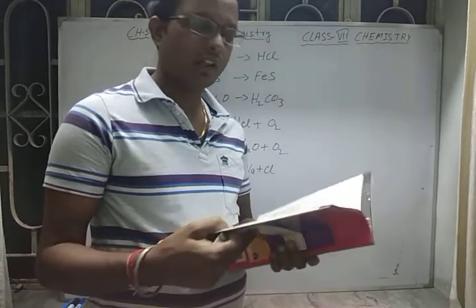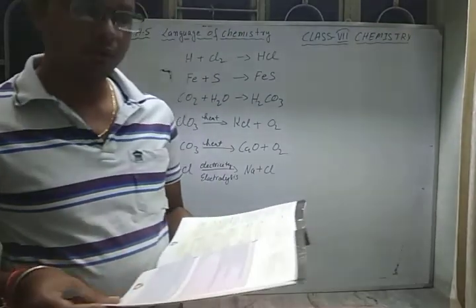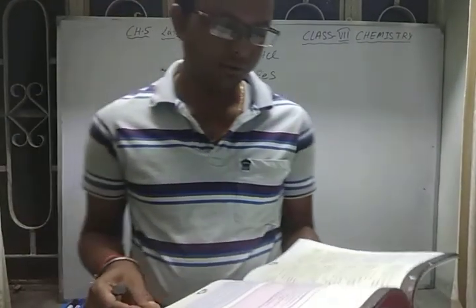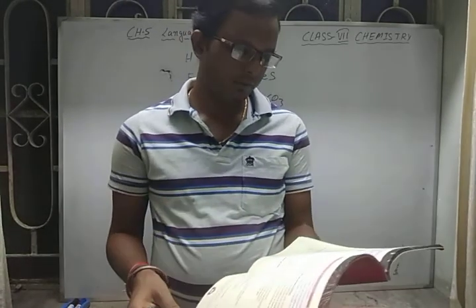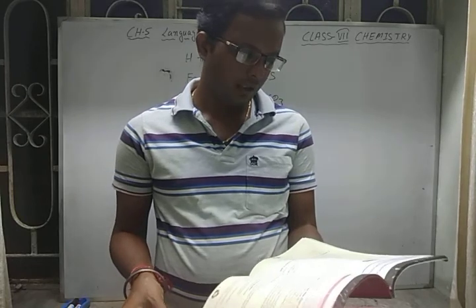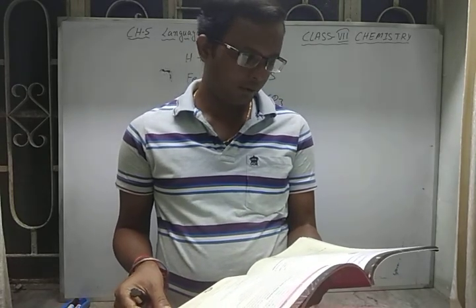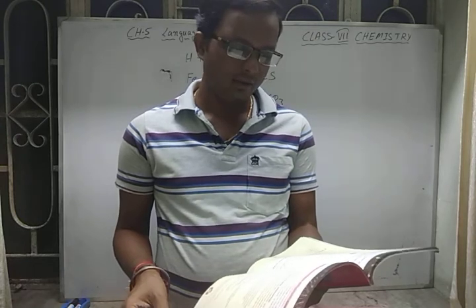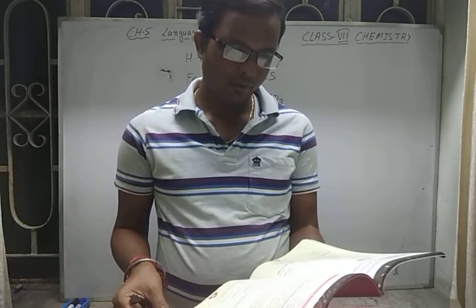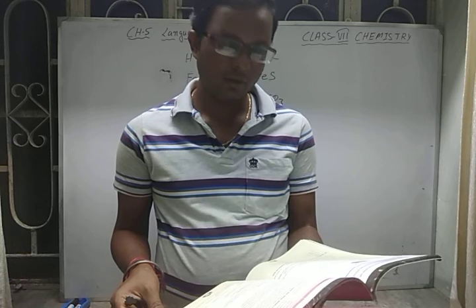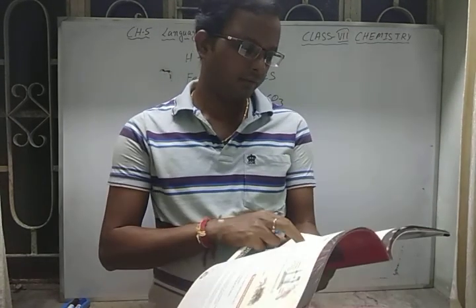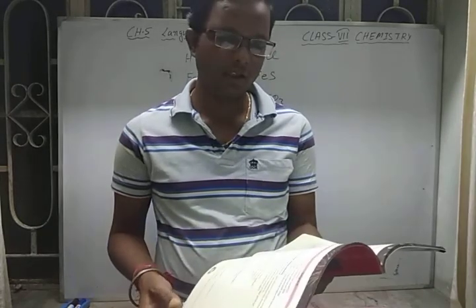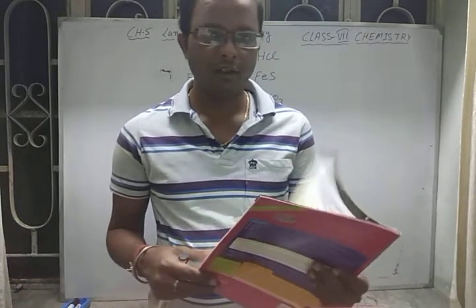There are lots of examples. A few more examples are given in your book also. So go through them and try to solve the questions of your textbook. I will give you some homework also. In the next video class I will discuss some important questions from your exercise. I hope you have understood this about chemical equations and the way of writing them. Okay, thank you.